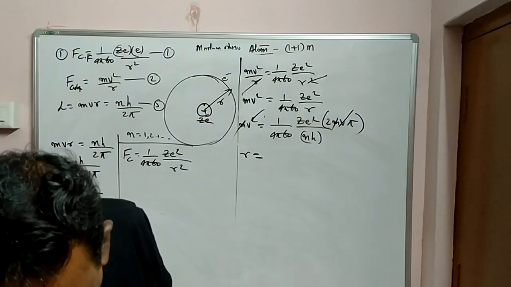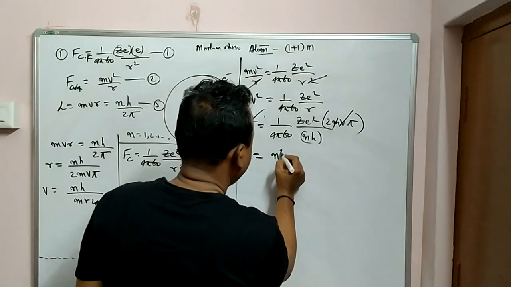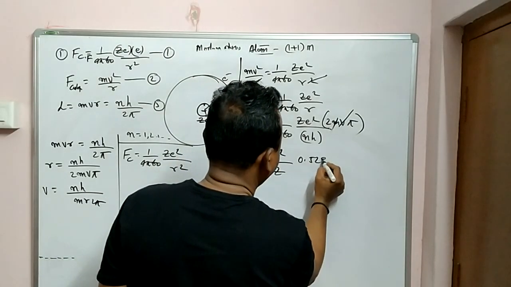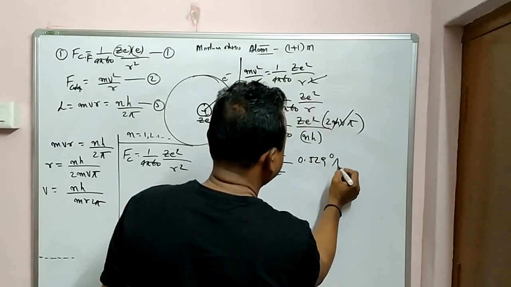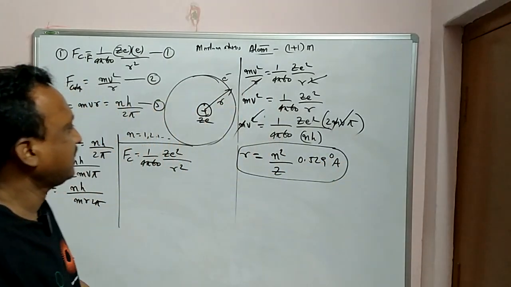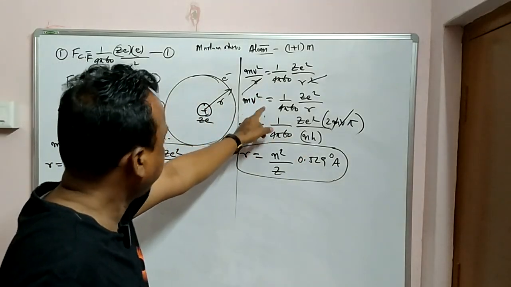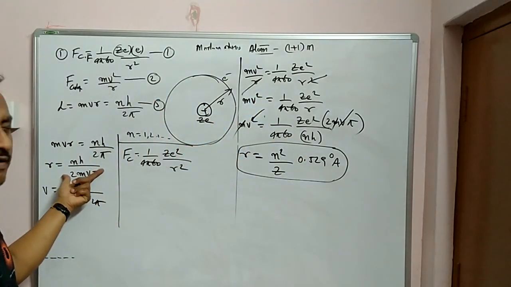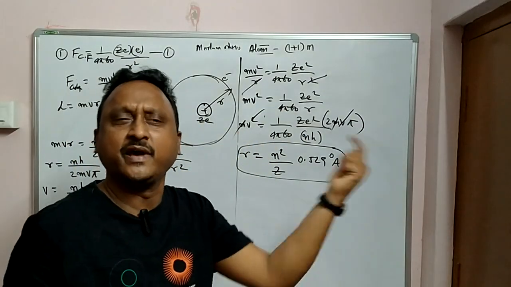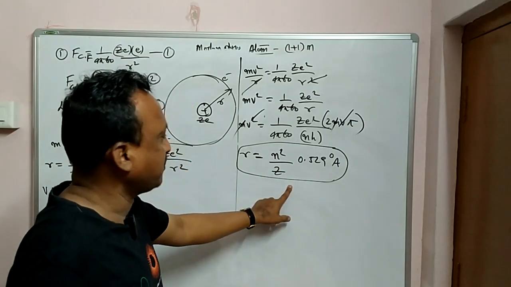Okay? Around you will be getting 0.529 angstroms, that is n square by Z into 0.529 angstroms. This is the radius of the orbit we will be getting, the final result. I have substituted the two equations, and from the second postulate of Bohr, if you put the v value or r value in this one, you will get the radius or velocity. And you can remember this formula for numericals.